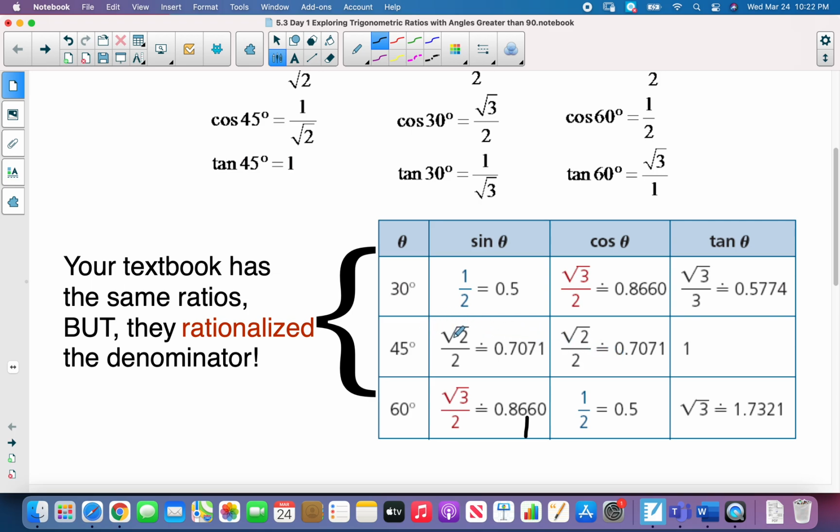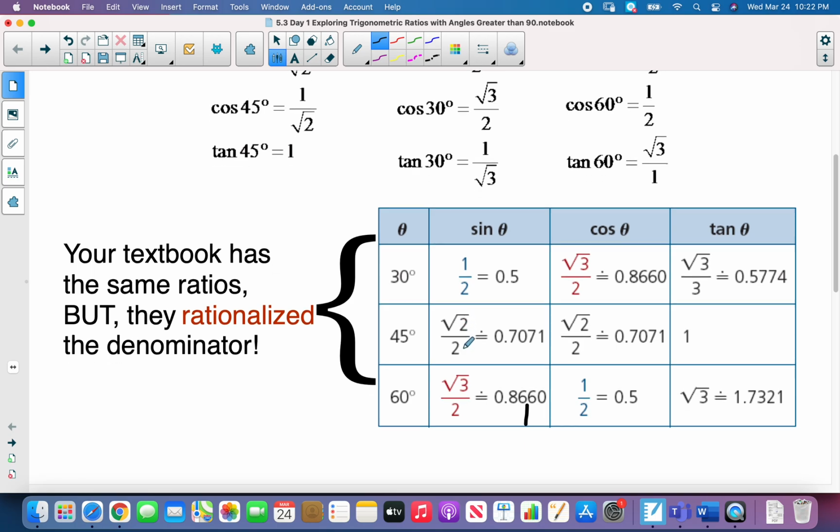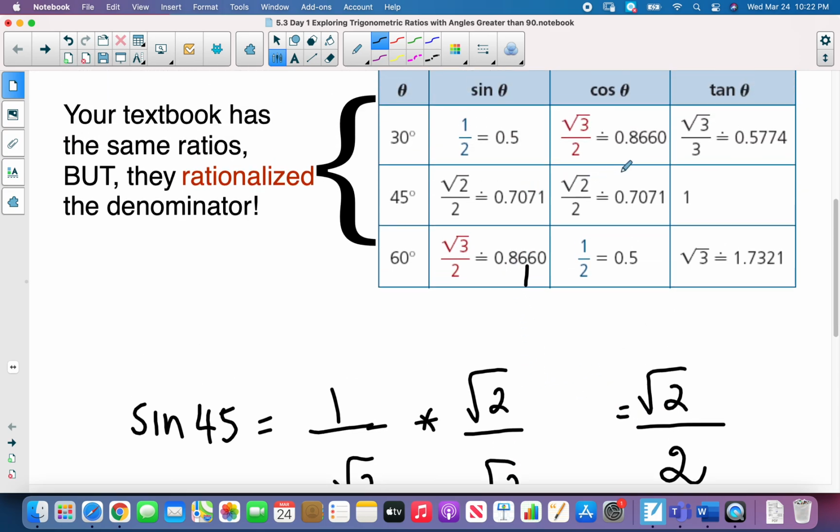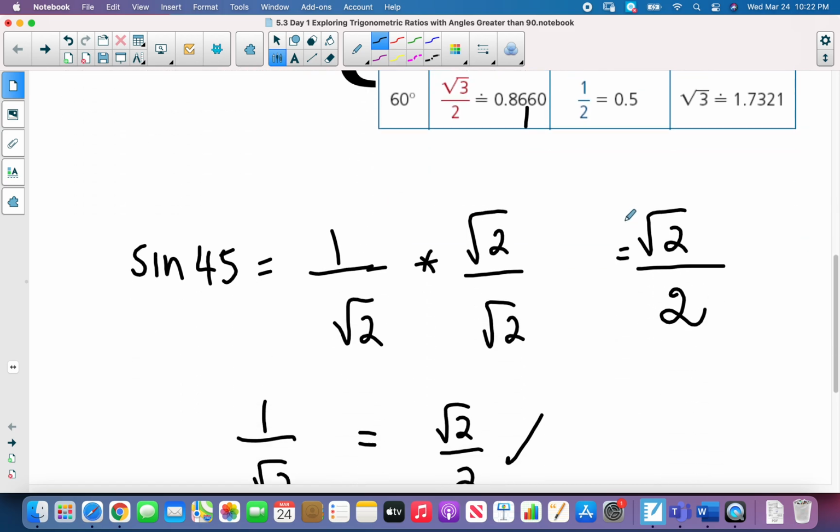But for the 45-degree angle, instead of 1 over root 2, they have root 2 over 2, which is the same thing. They have just rationalized the denominator. Basically, they have taken 1 over root 2 and multiplied it by root 2 over root 2, which simplifies to root 2 over 2. Similarly, for tan of 30, the answer is root 3 over 3.